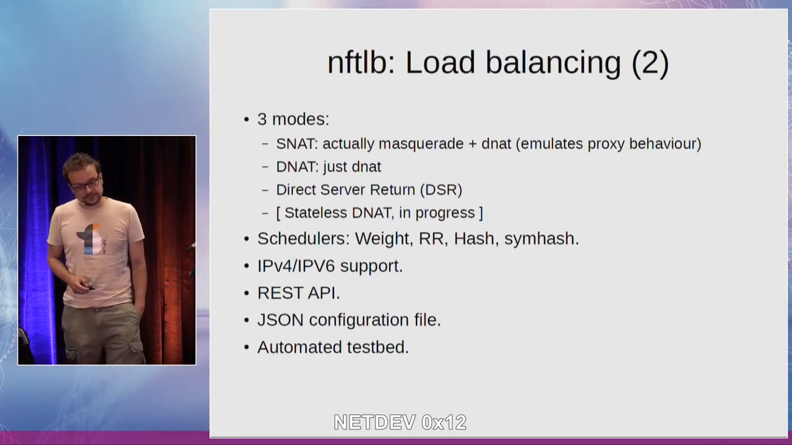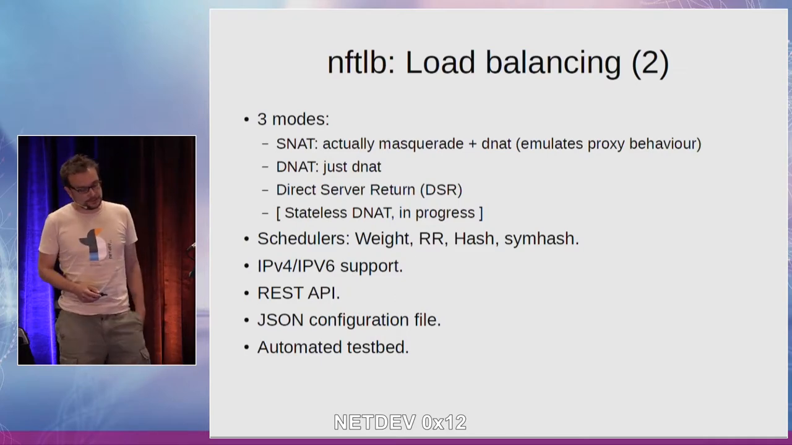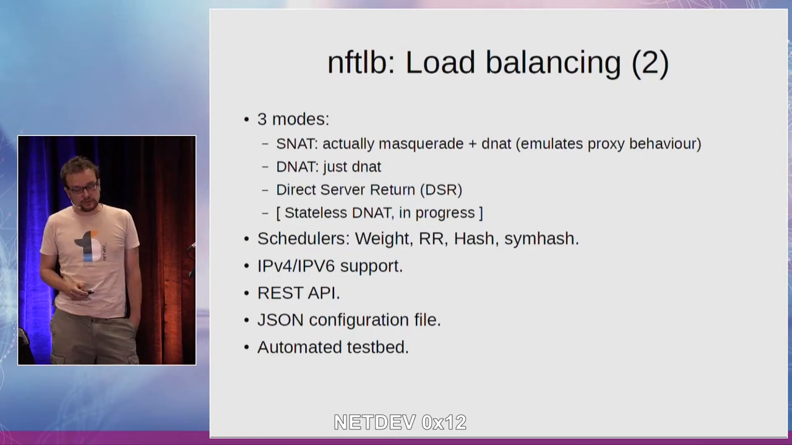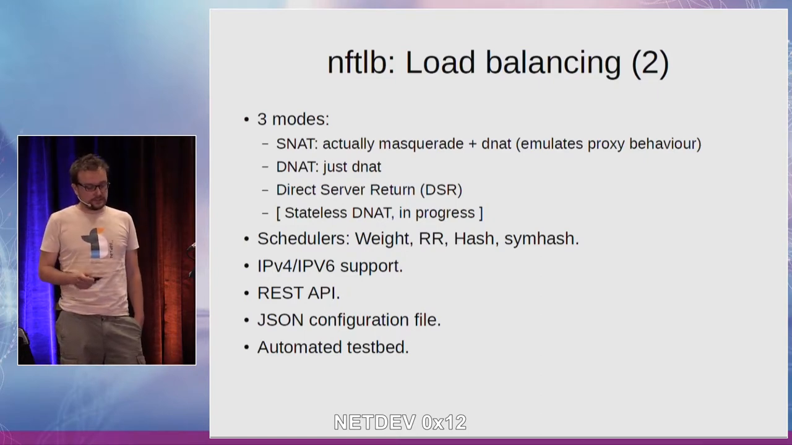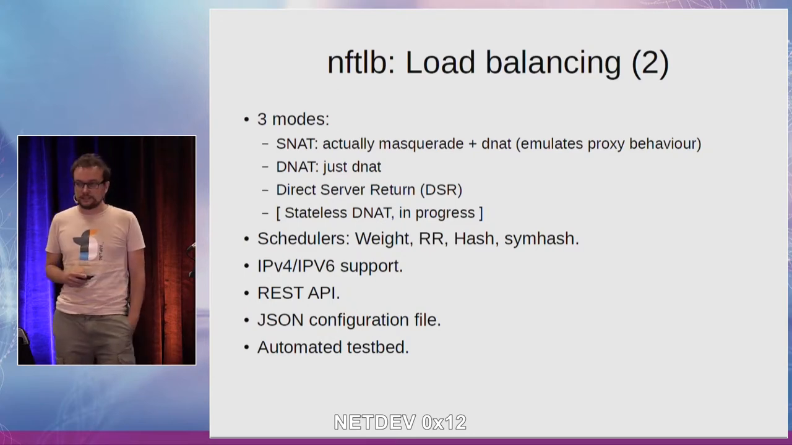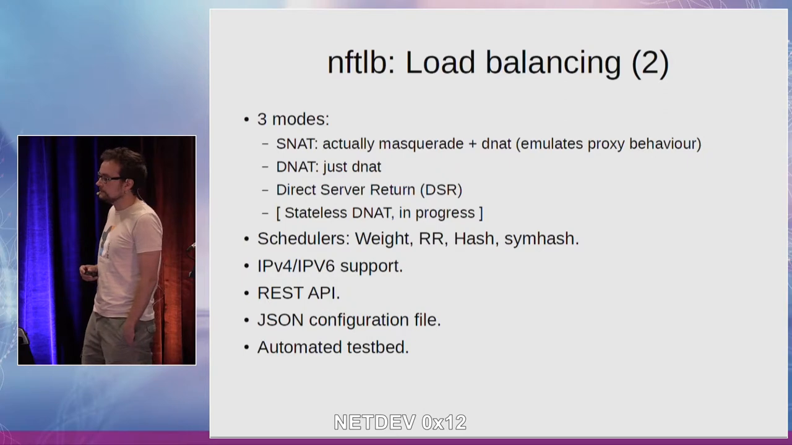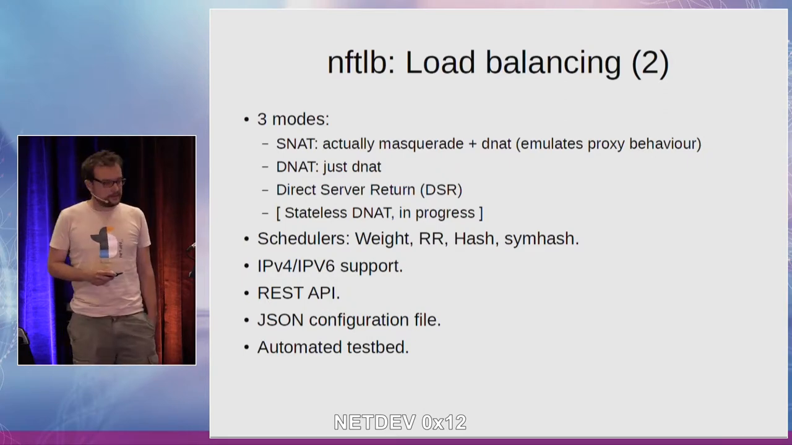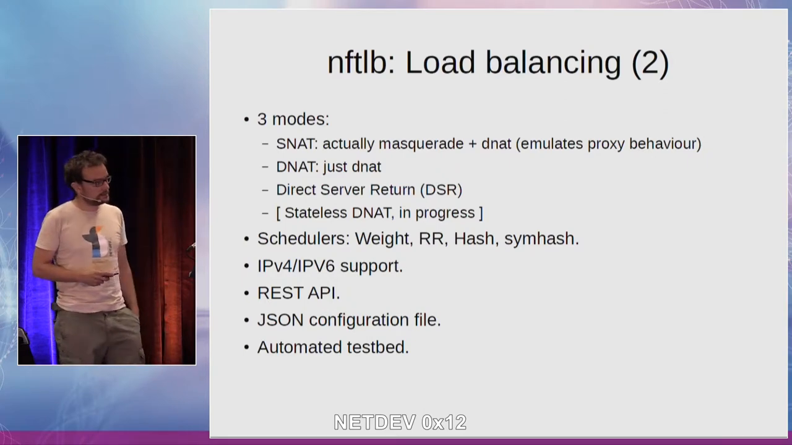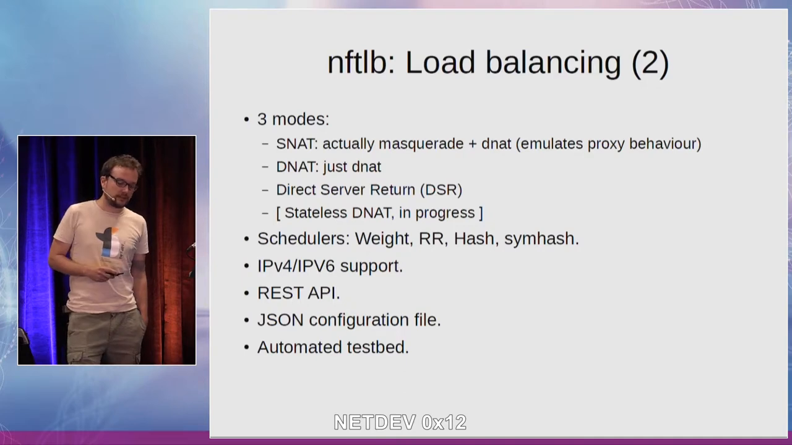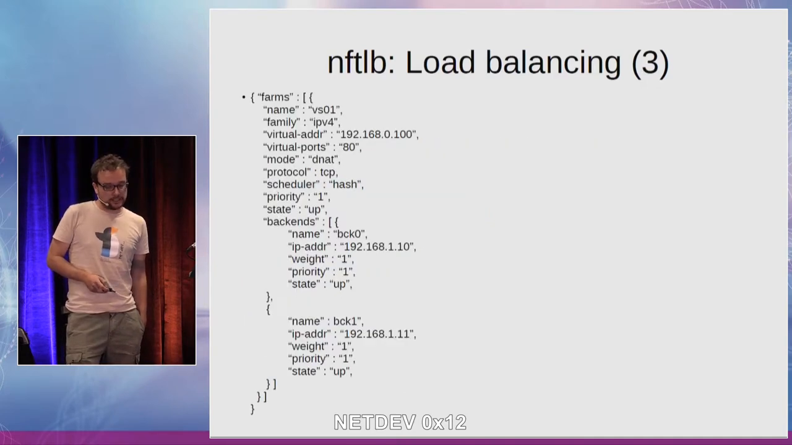They are supporting four schedulers at this stage: weight based, round robin, hash, and also symmetric hashing is available. The NFTLB daemon supports IPv4 and IPv6. It provides a REST API, and the configuration file is using JSON, and it's also coming with an automated test infrastructure. So the configuration looks like this.